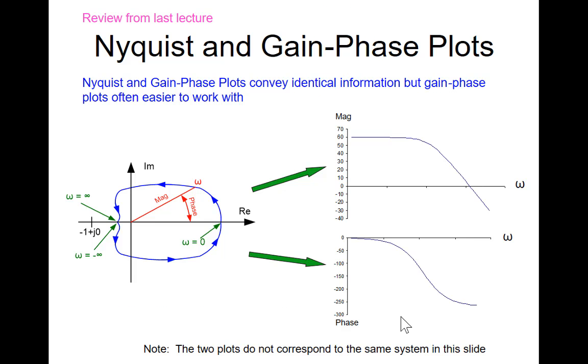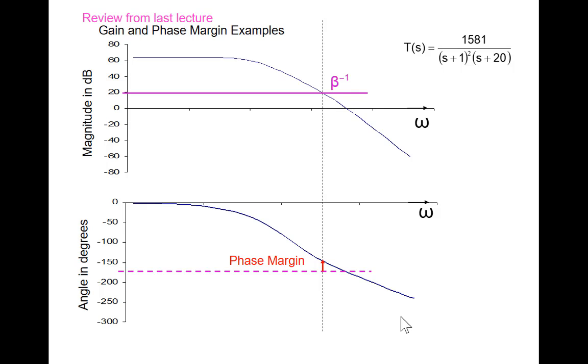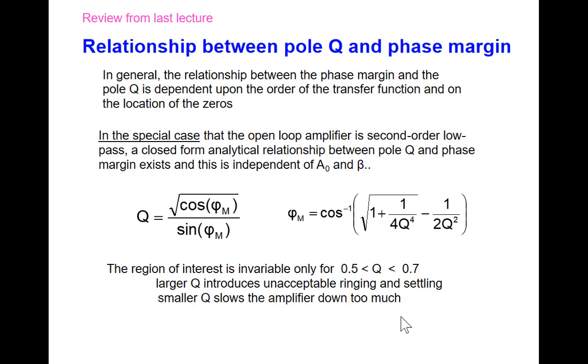We talked about the relationship between Nyquist plots and Bode plots or gain phase plots. We said that phase margin and gain margin were defined in the context of the Nyquist plots, but we can read them off quite easily off of the gain and phase plots. We need to emphasize that the gain margin or the phase margin, here I'm showing the phase margin, is strongly dependent upon beta. Different values of beta for most amplifiers will have different phase margins. And here was the relationship we showed last time. For a second order low pass open loop amplifier, the phase margin and the pole Qs are related by these expressions here.